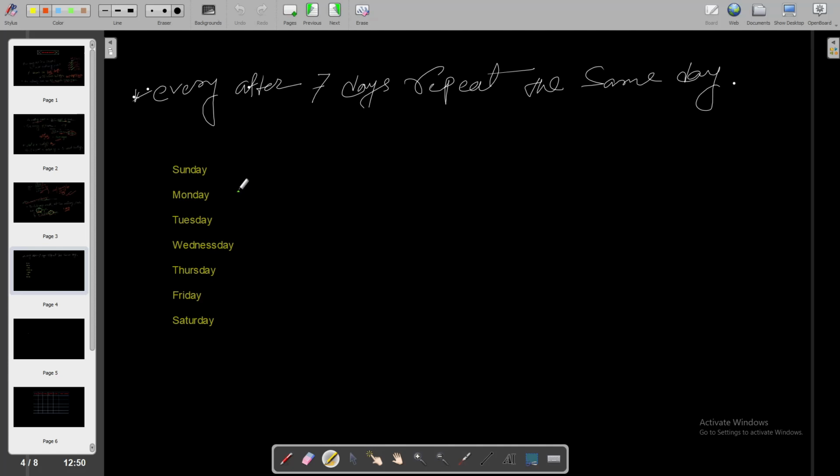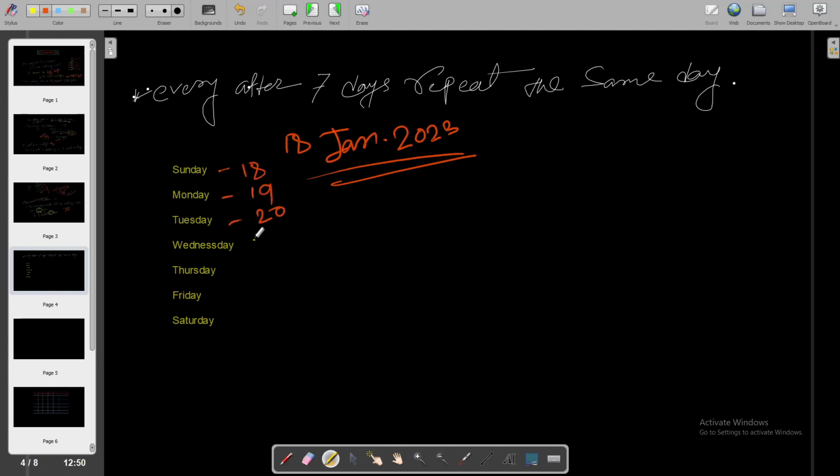Let's see how days and dates are calculated in a calendar. If today is 18 January 2023 and Sunday is 18, Monday is 19 January, 20, 21, 22, 23 and Saturday is 24 January. Here we see that next Sunday will be 25 January.